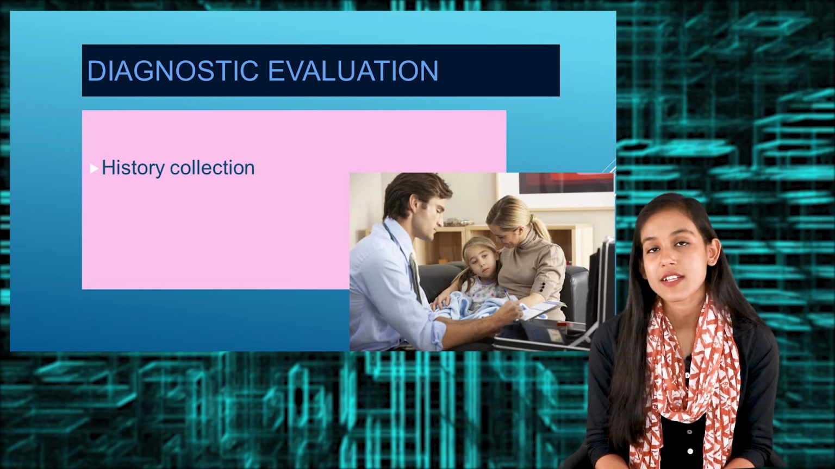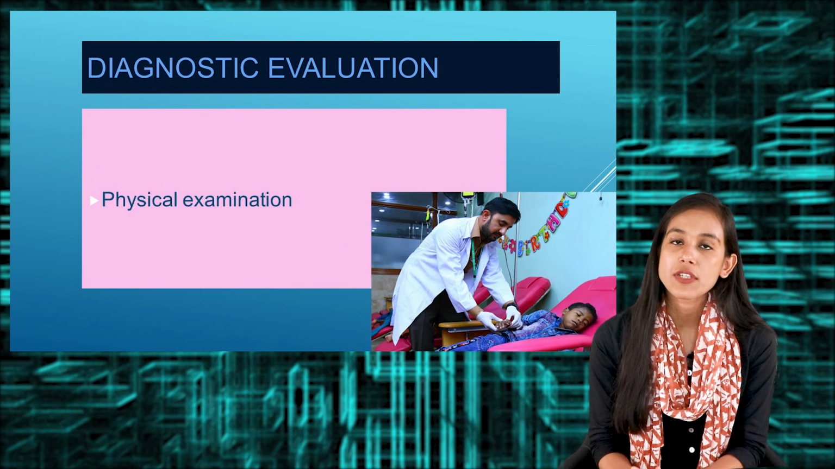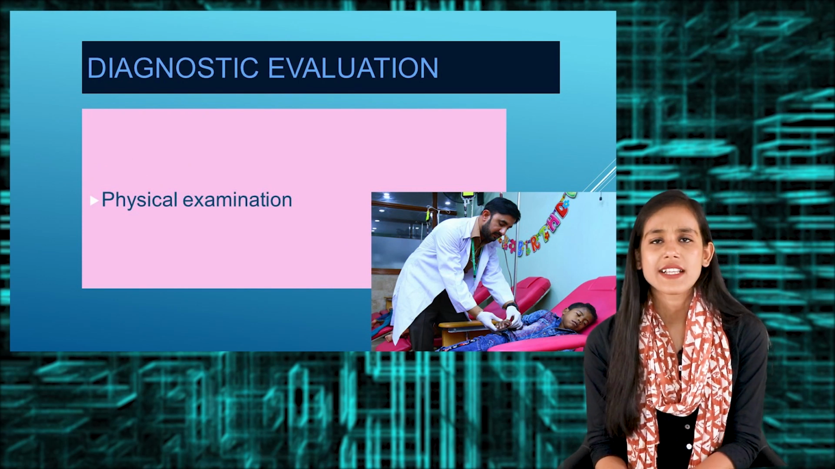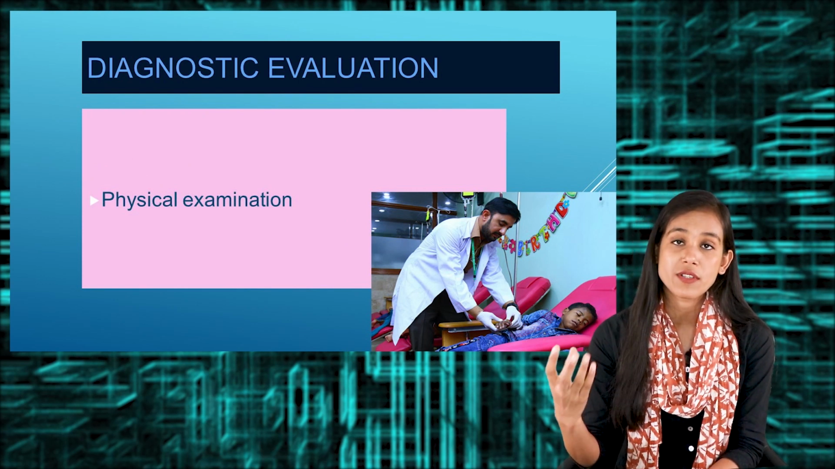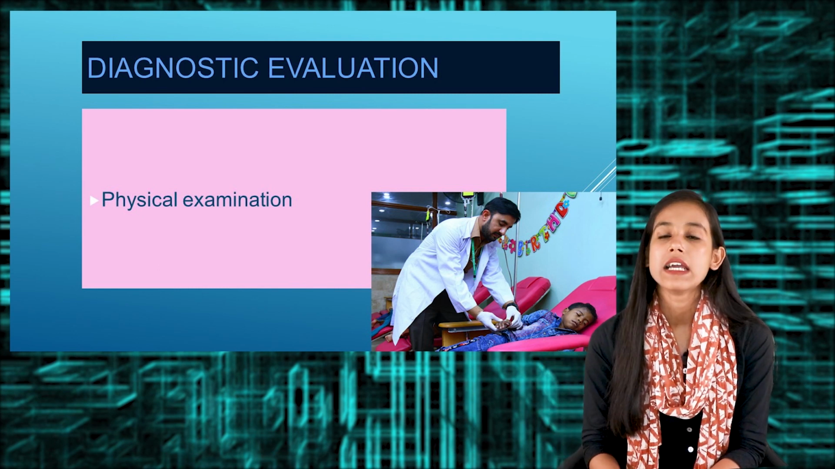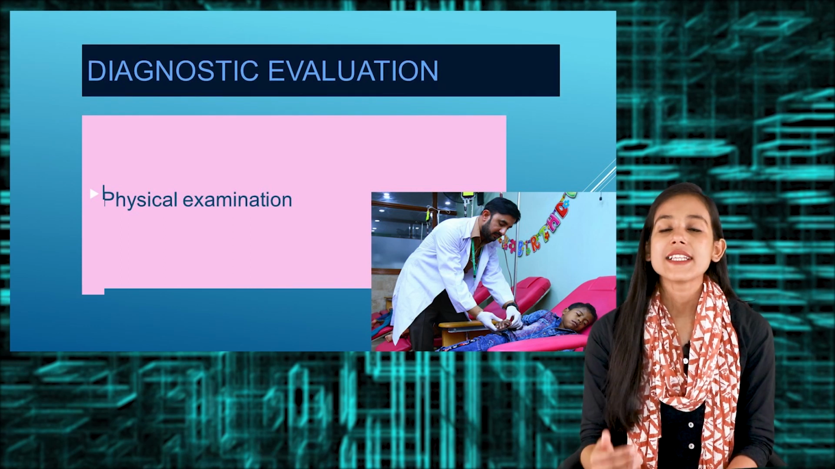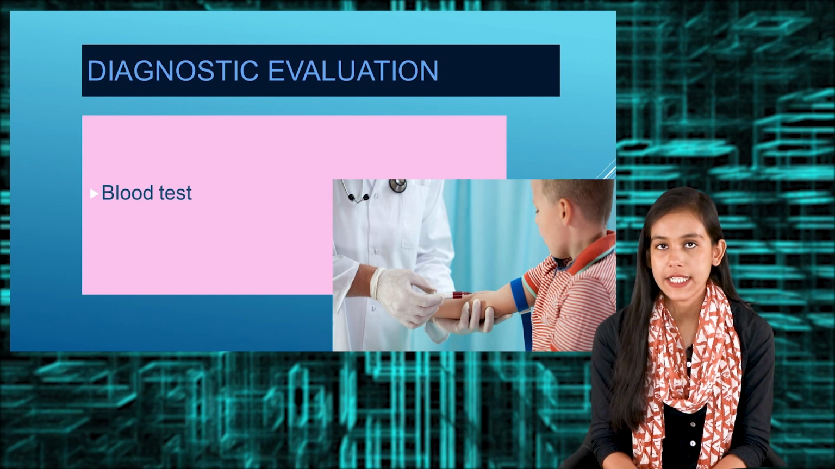So definitely the first thing that you would do would be history collection, and then you can do a physical examination. Through physical examination, you can observe if there is pallor, or if there is splenomegaly, these things can be evaluated. And then we can also do a routine blood test, right?